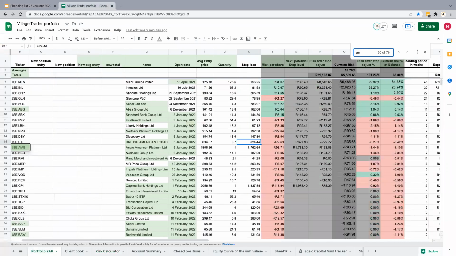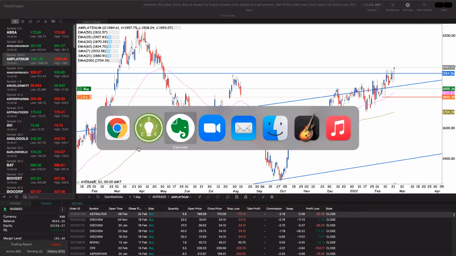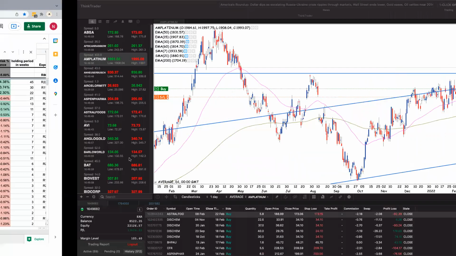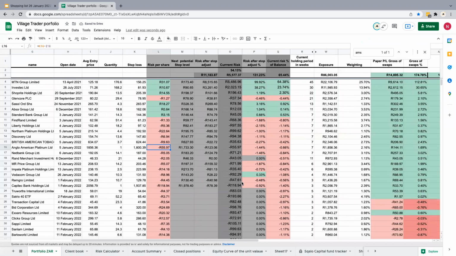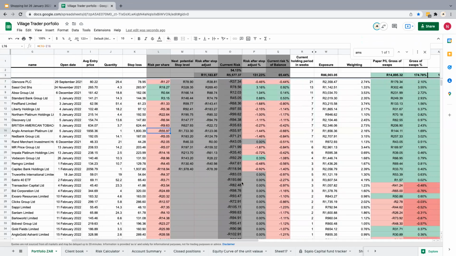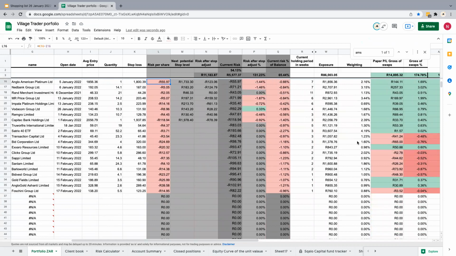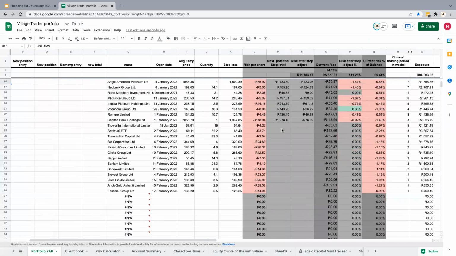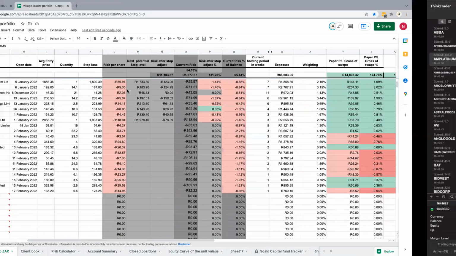The share code is AMS, and I update my stop loss to 1839 cents. Then I do this. So I take two screenshots when I update the stop loss. So I have my Anglo American, right? And then we come to this guy here.